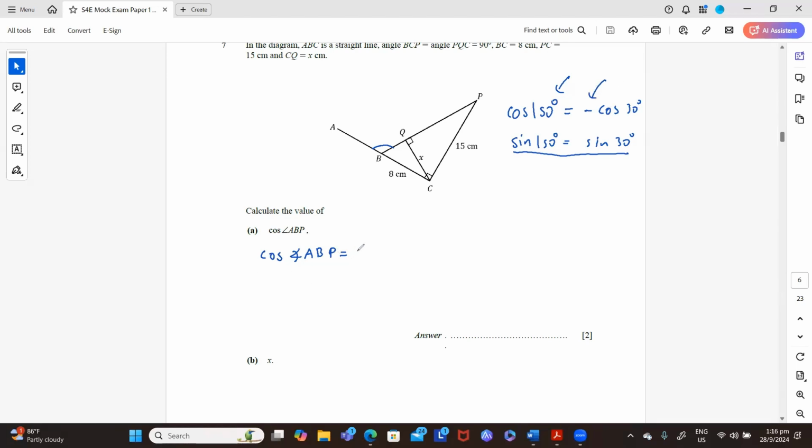So cosine APB will equal cosine of 180 minus this angle, which will be the angle inside here, PBC. Then just put the minus sign. So cosine PBC is adjacent over hypotenuse. Let's find out what the hypotenuse is. It's actually 8 squared plus 15 squared, then you square root it. That is PB. So you will get 17. So the answer is minus 8 over 17.